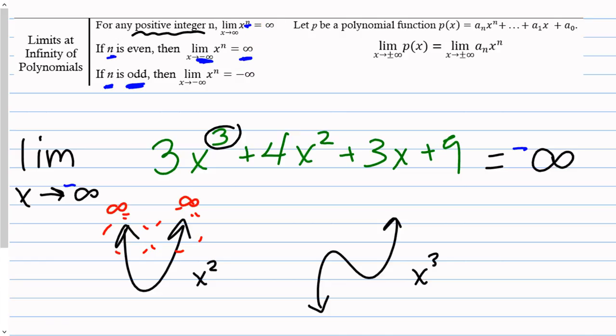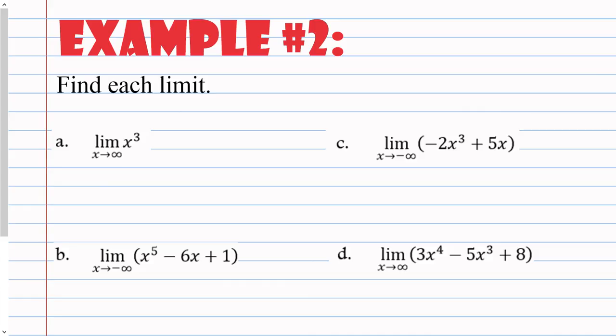Now, for odd, let's do this in purple. For odd, end behavior: as x is getting bigger and bigger, the end behavior is positive infinity. Y is getting bigger and bigger. But as x is getting smaller and smaller on the other end, y is getting smaller and smaller, so negative infinity. So this is easy to remember if you can remember these two graphs. Okay, so let's try it out.